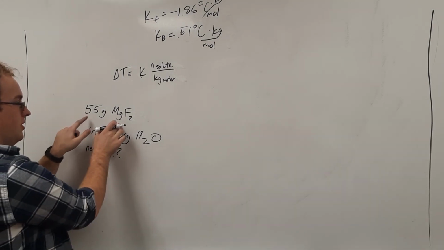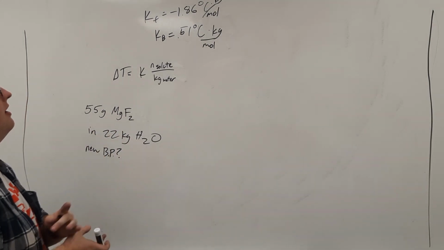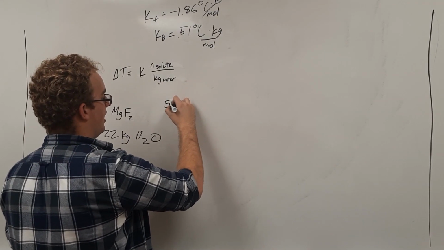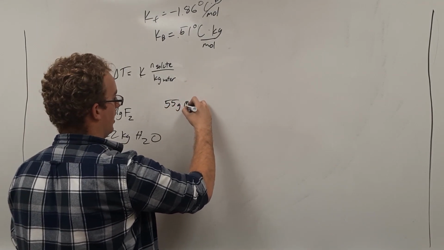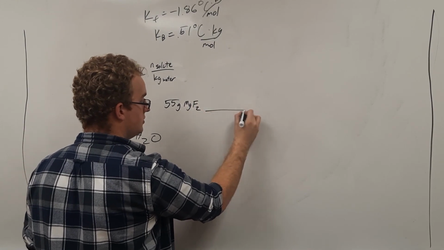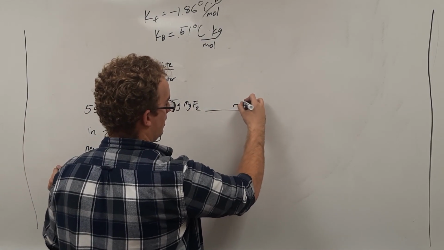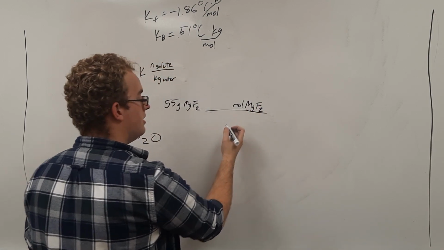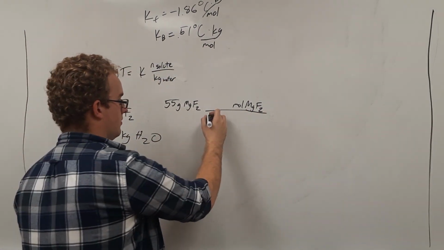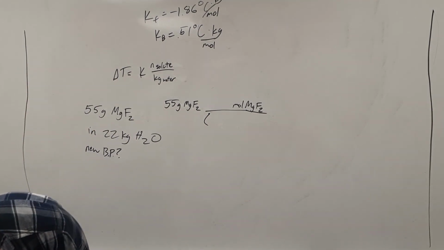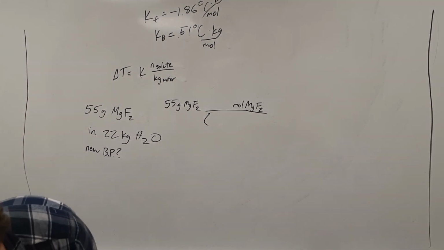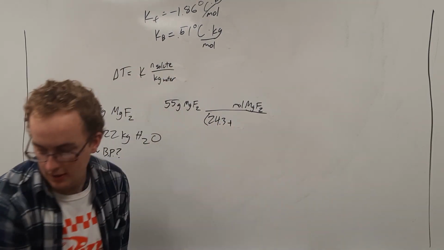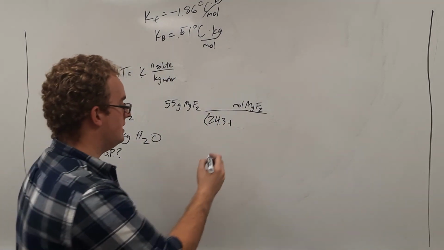Now let's convert this to the number of moles of particles. If we convert 55 grams of magnesium fluoride to moles, then we'd use the molar mass, which is going to be 24.3 plus 2 times 19, about.